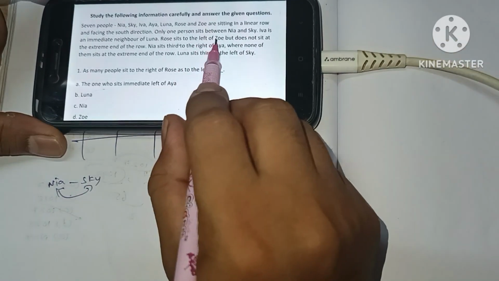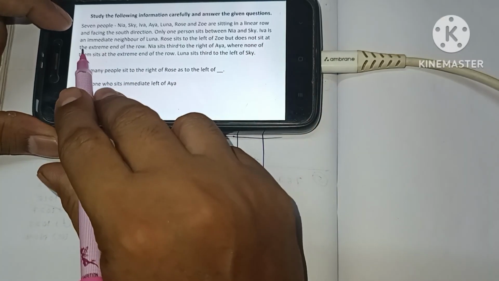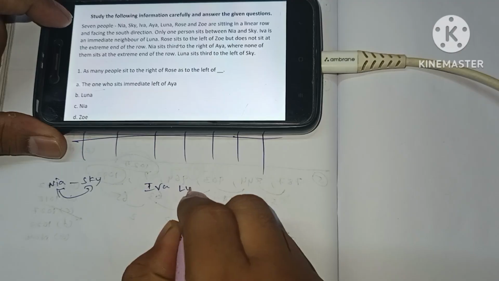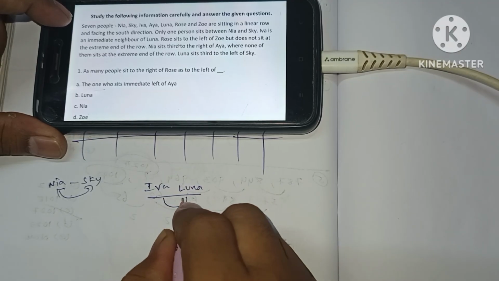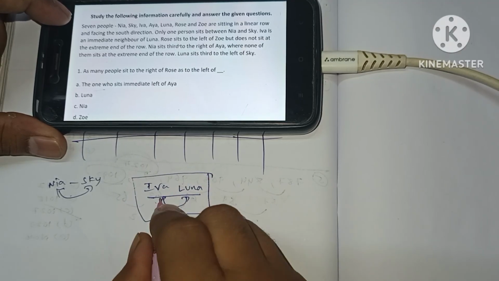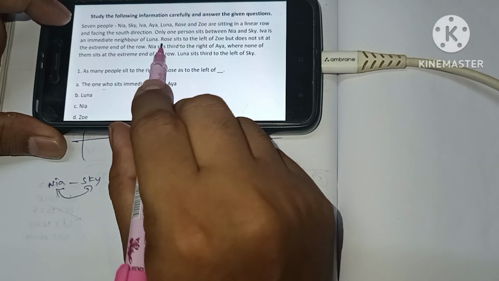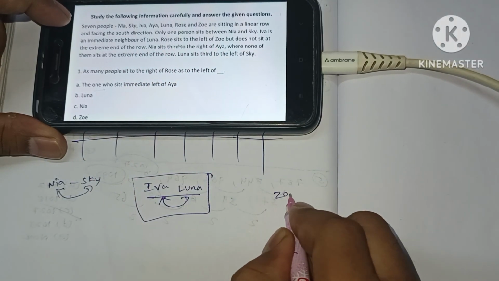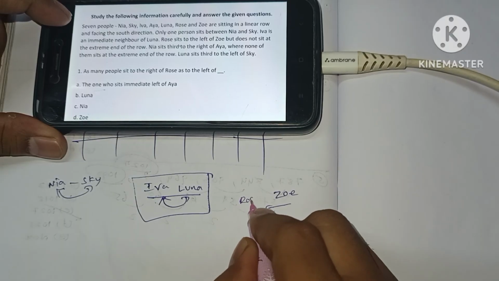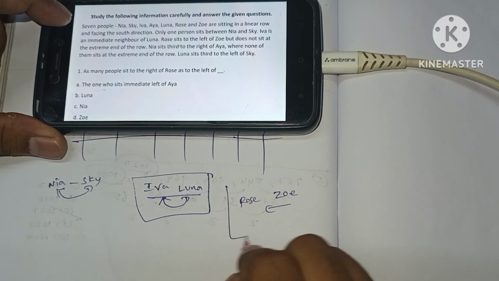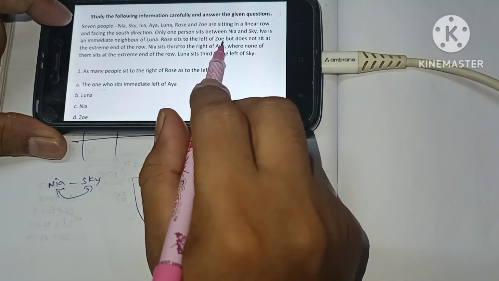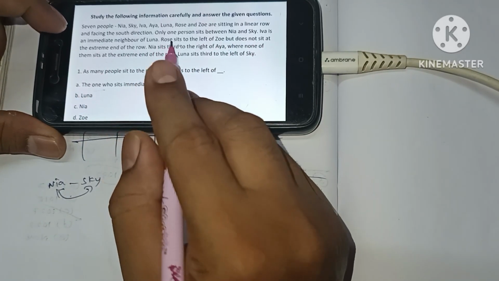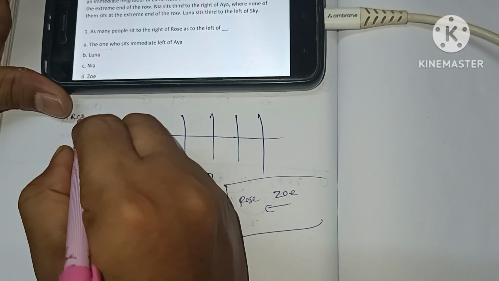Next, Eva is an immediate neighbor of Luna. Eva and Luna are immediate neighbors. Next one, Rose sits to the left of Joy, but does not sit at the extreme end of the row. So Rose does not sit at the end.